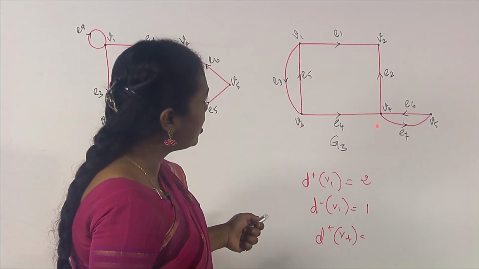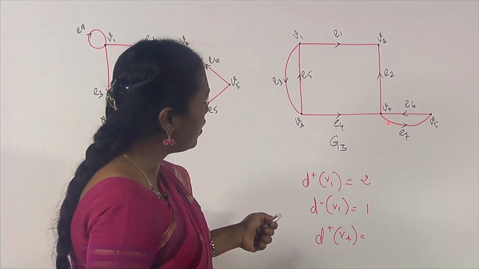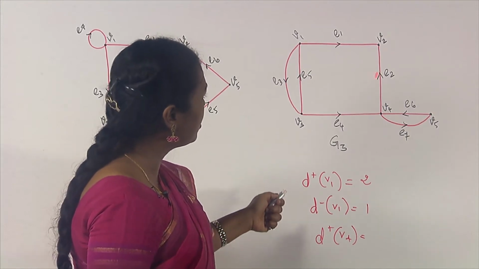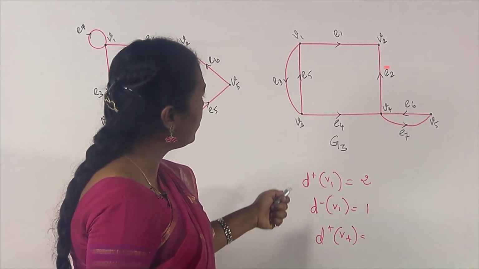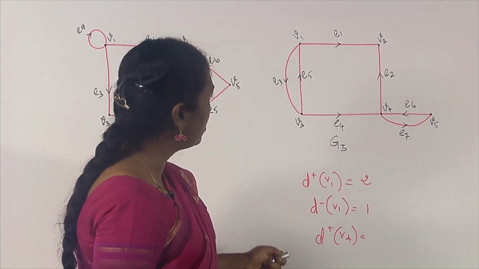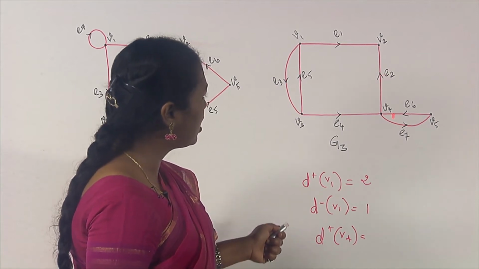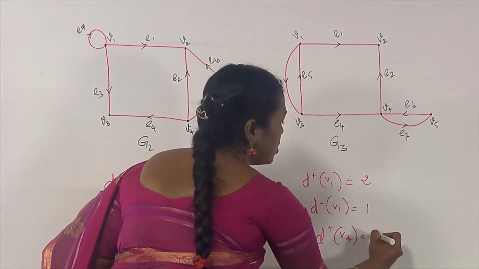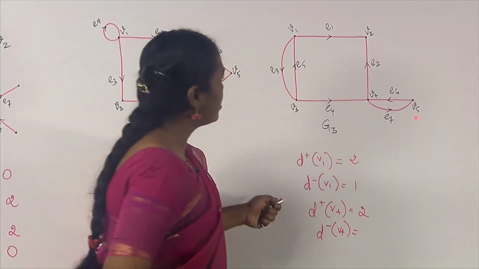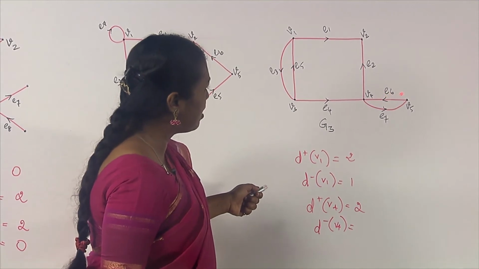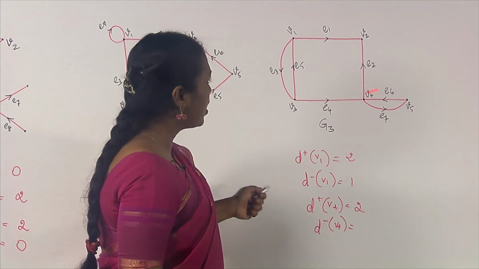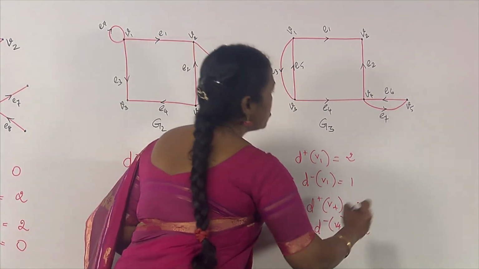So there is only one edge here, E7, which is going outside of V4 into V5, and there is one more edge here which is going outside of V4 into V2. Whereas this cannot be counted as out degree because it is coming inside V4, therefore the out degree is 2. Then D minus of V4: there is one edge, namely E6, which is coming inside V4, and then the edge E4 coming inside V4. Together the in degree of V4 is 2.